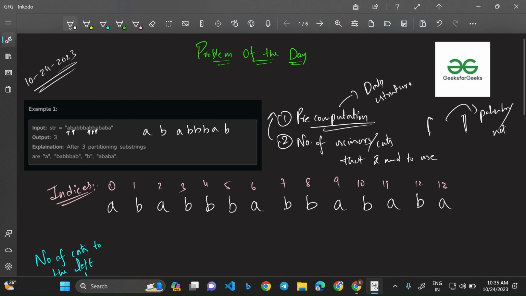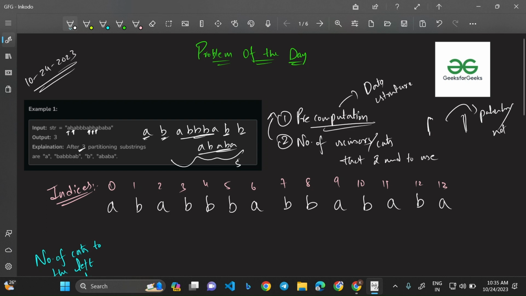A, B, A, B, B, B, A, B, and another B, and finally A, B, A, B, A. Okay. So one substring, two substrings, three substrings, four substrings, five substrings, six substrings. Total six substrings, resulting in five cuts. But here we are using five cuts to make all the substrings palindromes, and here we are using only three cuts. So that is the reason this is the most optimal answer.